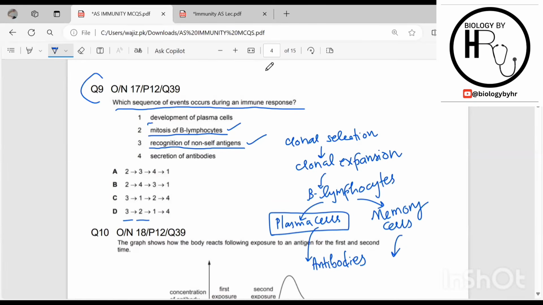So we know that there will be first the development of the plasma cells and then there would be the secretion of the antibodies from those plasma cells. So hence the answer over here is option B.